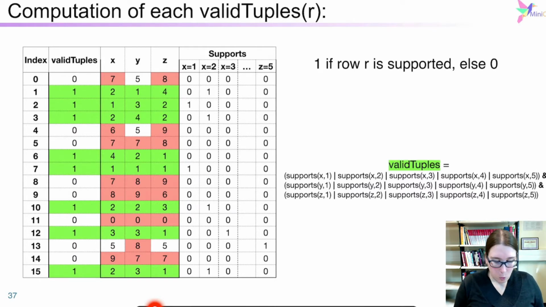Well, to see if one of the tuples is supported, we can do bitwise operations between the supports. And in fact, it's easy. We will just do a bitwise OR. So the bitwise OR is if one of the two is 1, then it's 1. And we will do this bitwise OR between all the supports for a given variable, so here x, with all the values that we still have in the domain. So 1, 2, 3, 4, 5. So this OR between all these supports gathers in fact all the tuples from the table that have one of these values. And we will do that for y and for z.